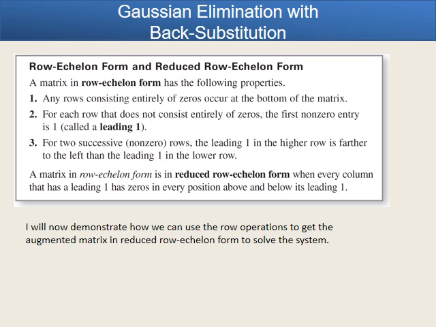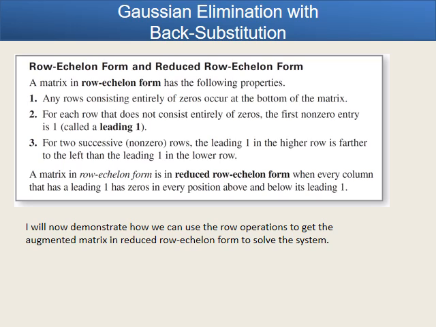Gaussian elimination with back substitution. Row echelon form and reduced row echelon form. A matrix in row echelon form has the following properties. 1. Any rows consisting entirely of zeros occur at the bottom of the matrix. 2. For each row that does not consist entirely of zeros, the first non-zero entry is a 1, called a leading 1. 3. For 2 successive non-zero rows, the leading 1 in the higher row is farther to the left than the leading 1 in the lower row.